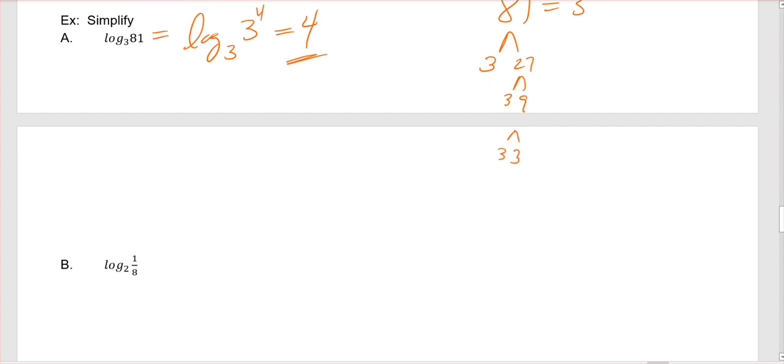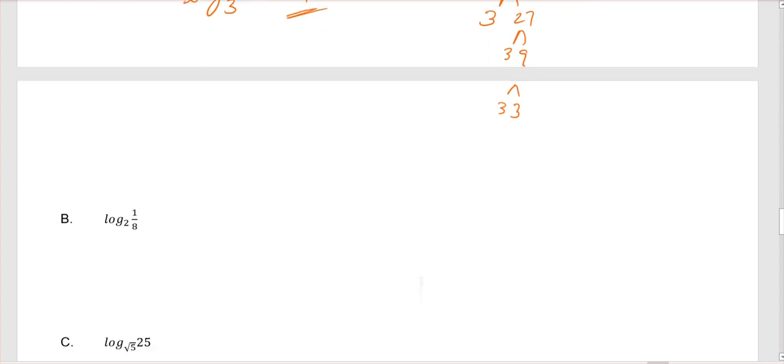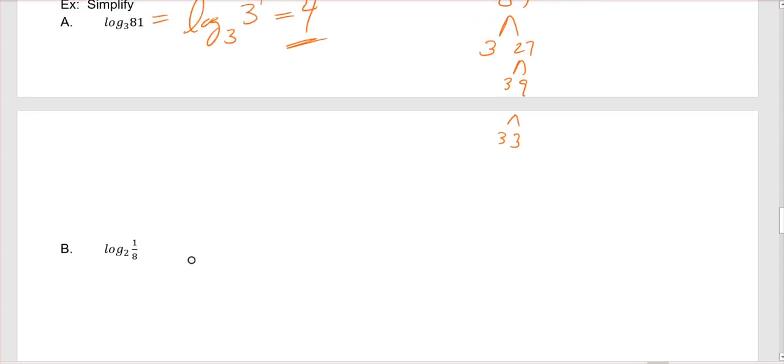Didn't use up as much space as I thought we would. All right, so the next one, we got log base 2 of 1/8. So we want to write 1/8 with a base of 2. We know that 8 is 2 cubed, and I would have to raise this to a negative power if I wanted to make it in the denominator, right? That's what negative in the exponent position does. So that means that this is going to be just -3.